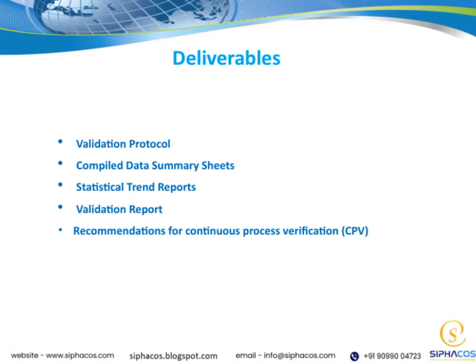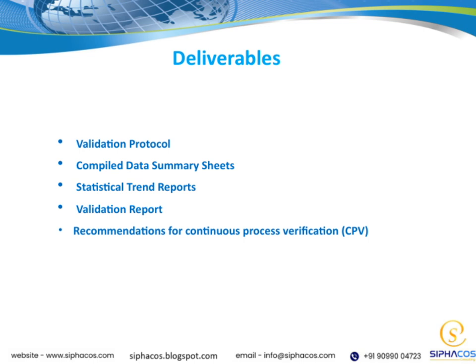Now, let's take a closer look at the validation protocol. This slide outlines the key deliverables that ensure our process validation is thorough and reliable. First, we have the compiled data summary sheets, which bring together all the raw data in an organized way, making it easier to analyze and review. Next are the statistical trend reports, which help us identify patterns or deviations over time, giving us confidence in the consistency of our process. The validation report itself is a comprehensive document that summarizes our findings, conclusions, and any areas that might need further attention.